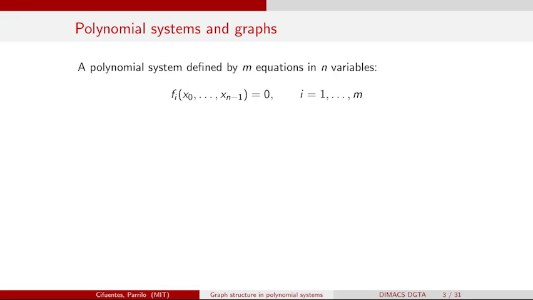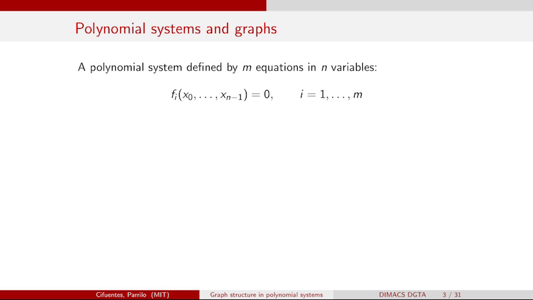So imagine that I have in here a set of m equations in n variables. So my variables, I'm going to denote them from x0 to x_{n-1}. And my equations in here are going to be these f_i's. In my case, they're going to be polynomials, so for much of what I'll say at the beginning, at least, it doesn't really matter.